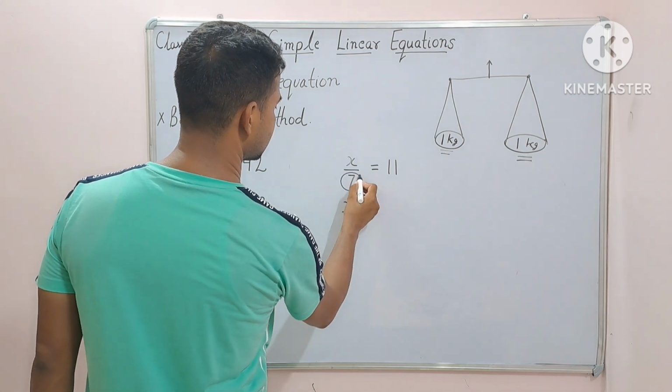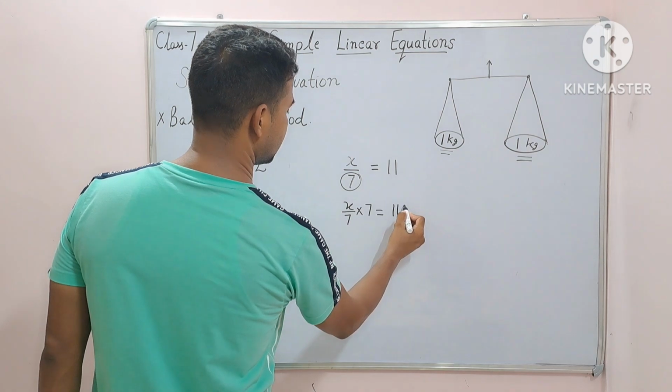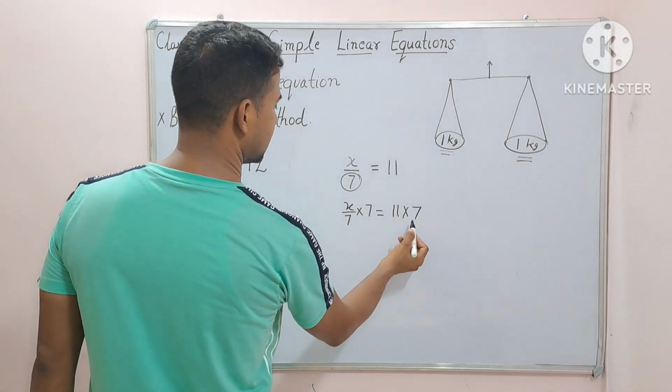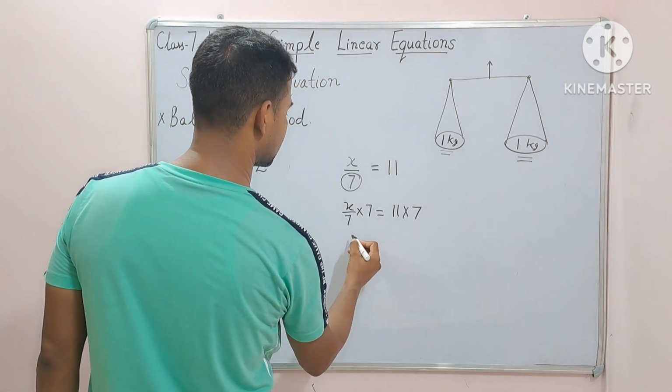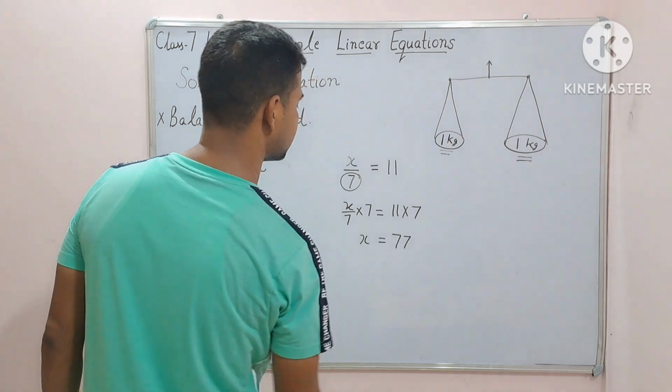Okay, here for removing this, we have to multiply it by 7. We have to multiply by 7 on the right hand side also. x is equal to 77.